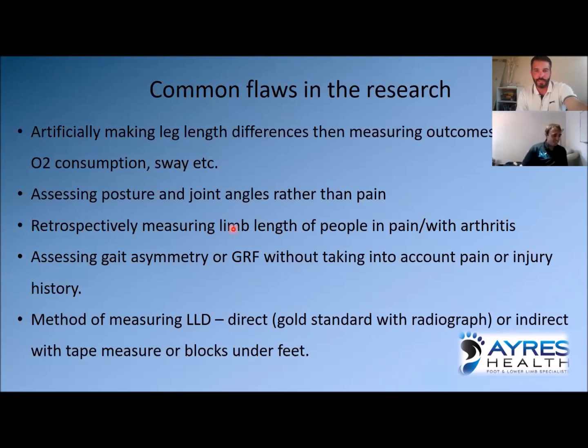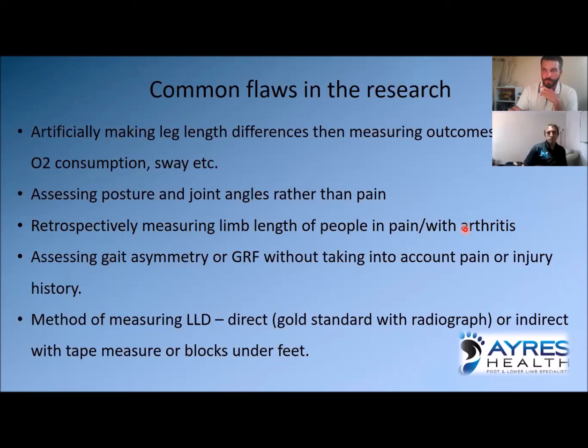Retrospectively measuring limb length of people in pain with arthritis. So a couple of studies I was looking at today were looking at people with arthritis, and then they were measuring the limb length of those people, basically seeing who had the biggest limb length difference. So basically they were looking at people with problems, then trying to find an answer for the problem. Retrospective studies are useful, but they don't tell us if a limb length difference has caused the arthritis. We just know the people with the arthritis have a limb length difference.